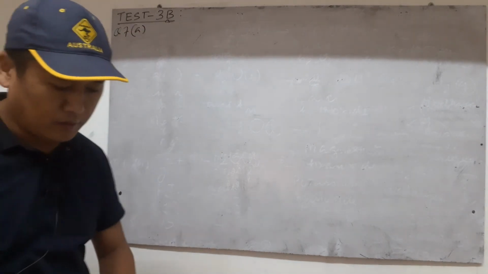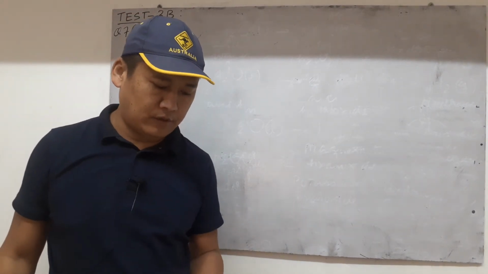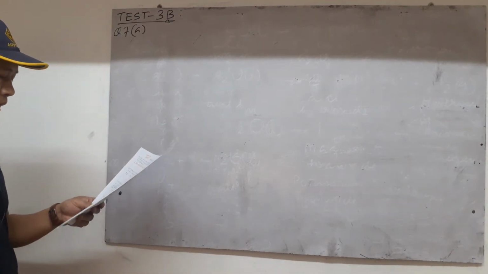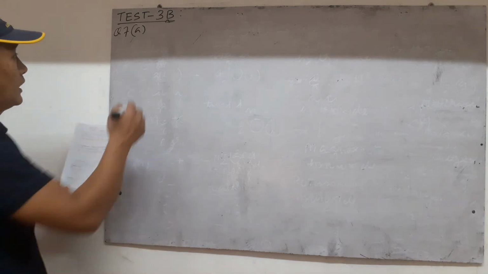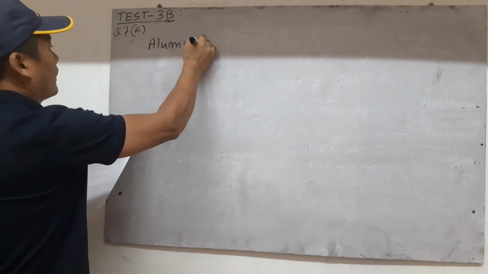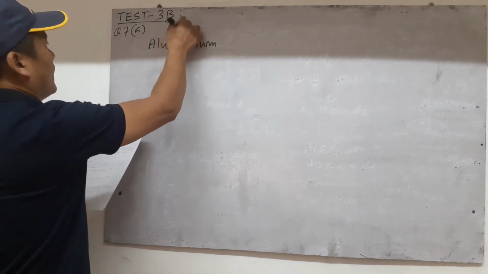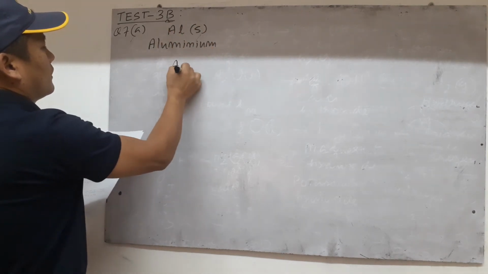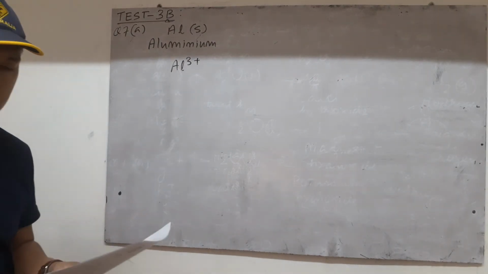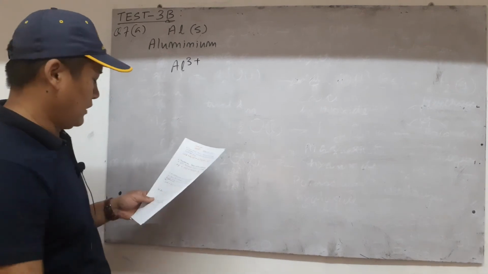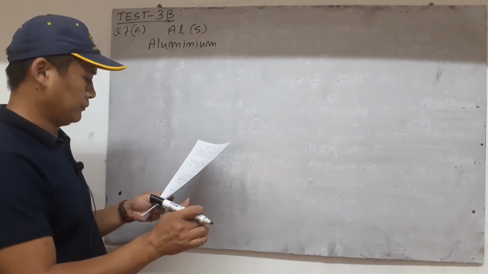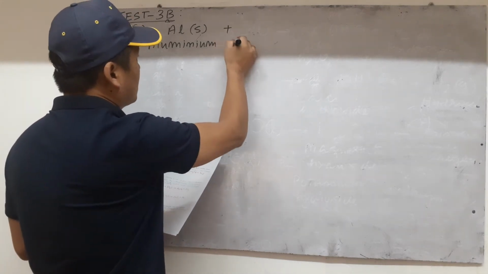Let me read it. Aluminium, zinc react with steam to give correspondingly the oxides A, aluminium oxide, and B, zinc oxide. So A is aluminium, right here. Symbol is Al, solid. This is aluminium ion, but aluminium means no charge, Al, not 3 plus. So aluminium in a solid form reacts with steam. So we write here plus.